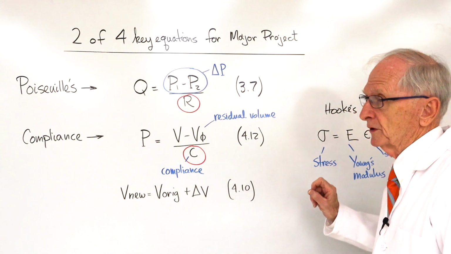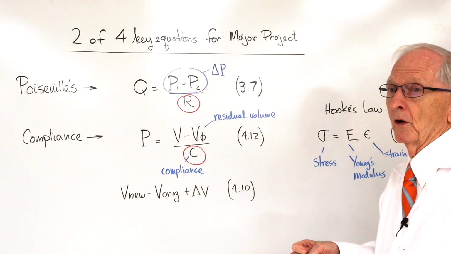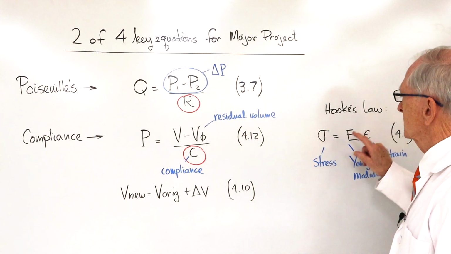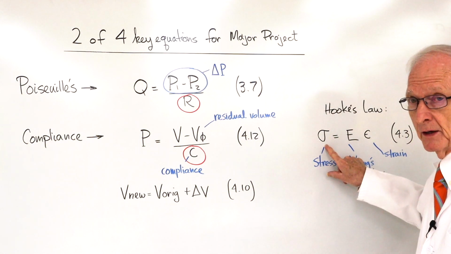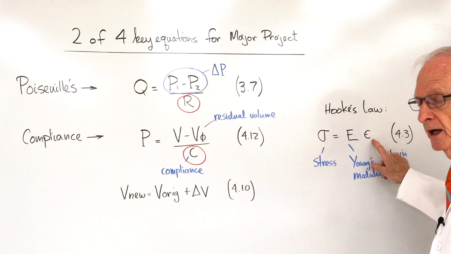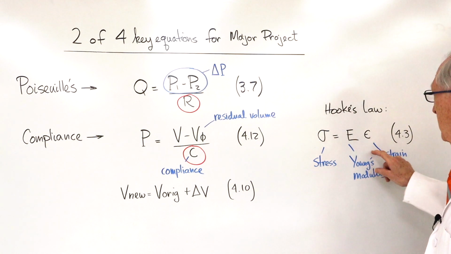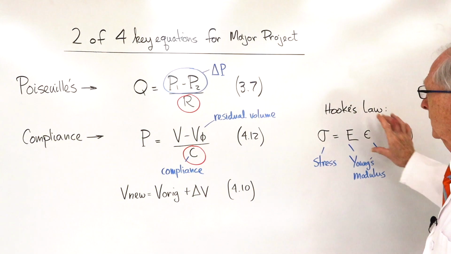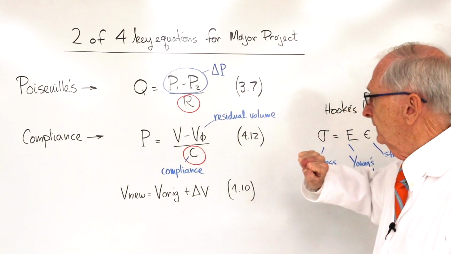But if the organ we're interested in is a more rigid organ, like the bone or a ligament or a tendon, then we use Hooke's law, where Hooke's law says that the stress, which is again force divided by area applied to that organ, is equal to Young's modulus times the strain, which is the normalized change in length of that organ. And that's equation 4.3 in the textbook. We're going to apply both of these equations today in today's lab.